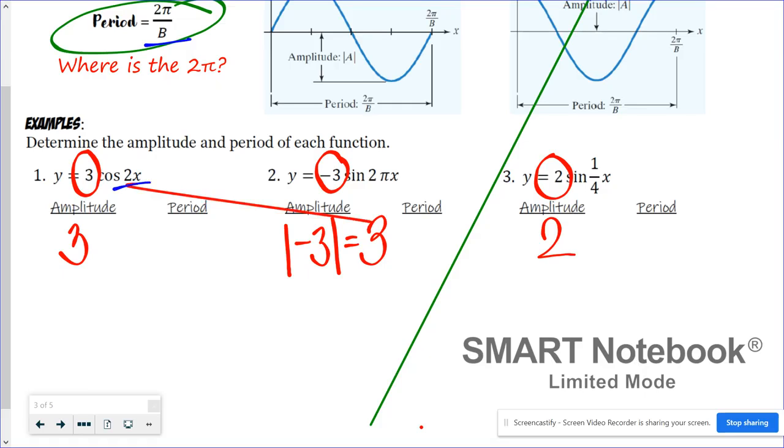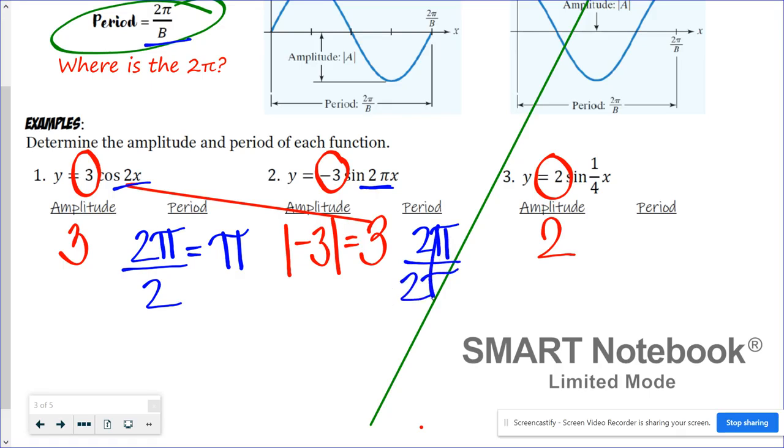So in number 1, b is 2. So my period is going to be 2 pi divided by 2. So the period is simply pi. In problem 2, my b value is 2 pi. So I have to go 2 pi divided by b. So I'm going 2 pi divided by 2 pi. Therefore, the period is 1.